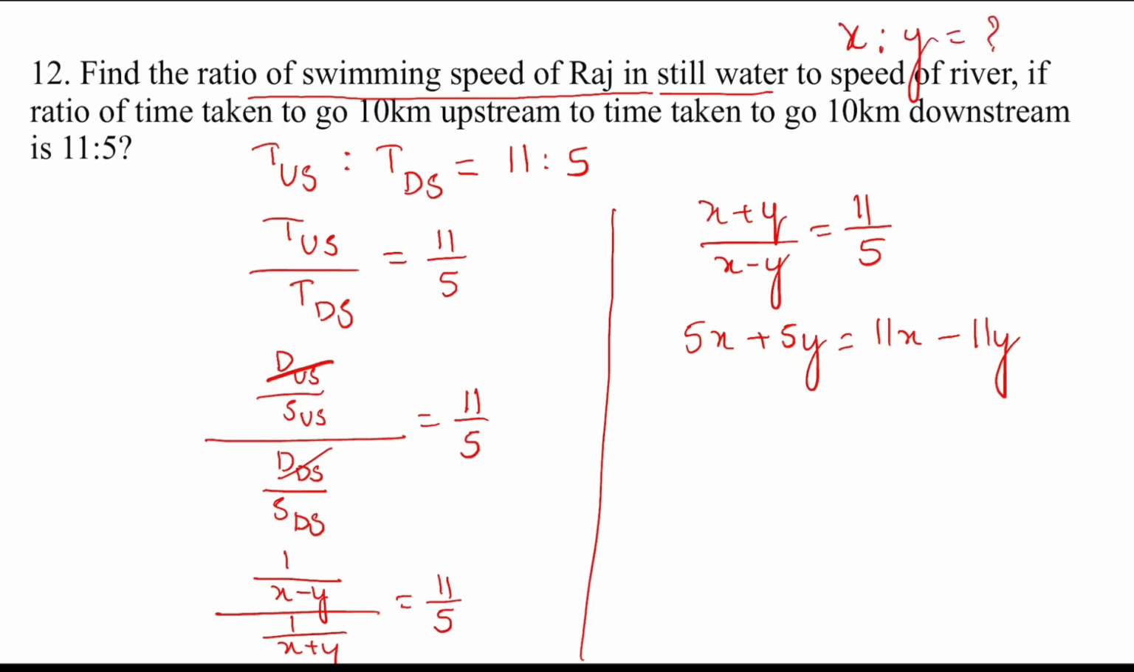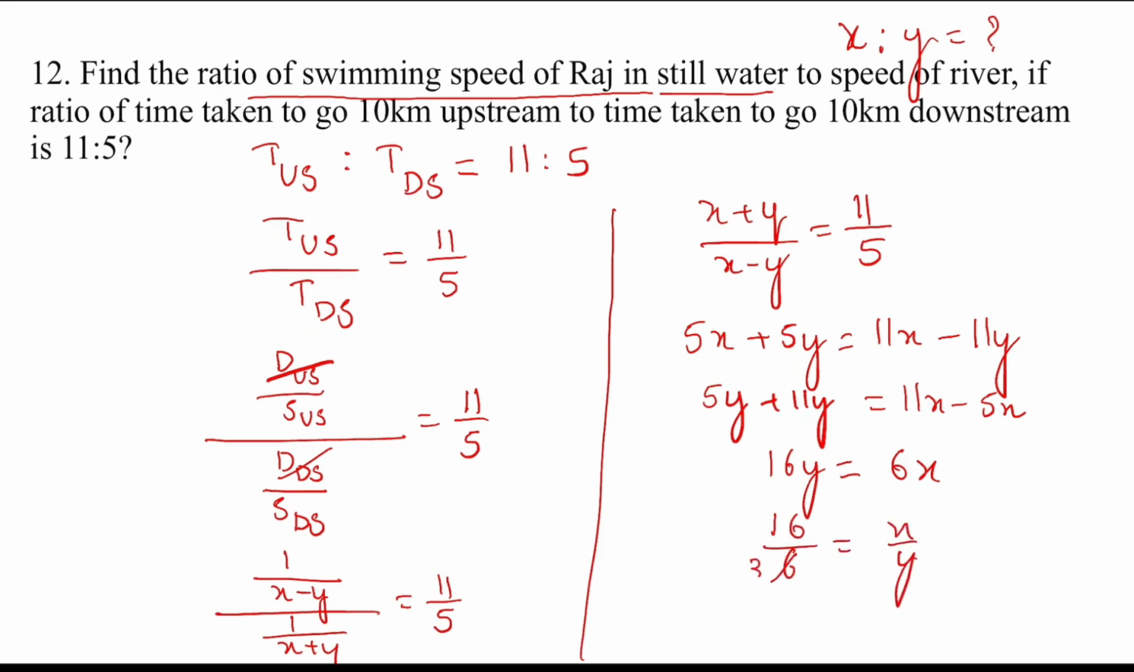Okay, so it is 5y plus 11y, which is equal to 11x minus 5x. So it is 16y, which is equal to 6x. Therefore 16 by 6 is equal to x by y. So 2 threes are 6, 2 eights are 16. Therefore x is to y is 8 is to 3, is the ratio between x and y.